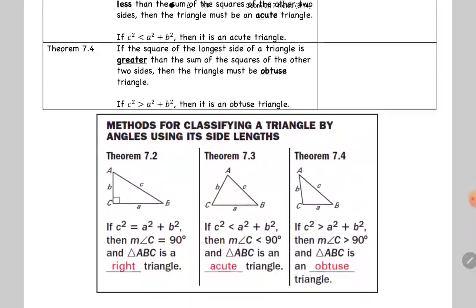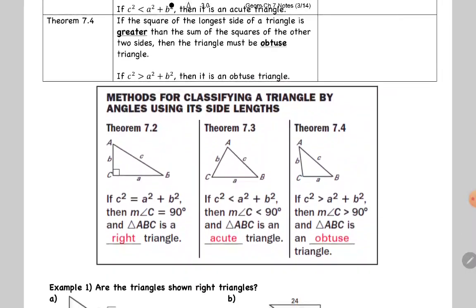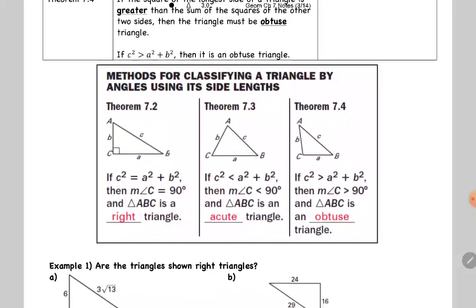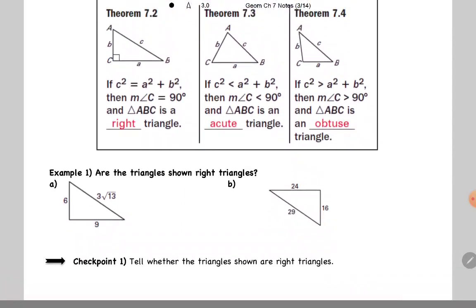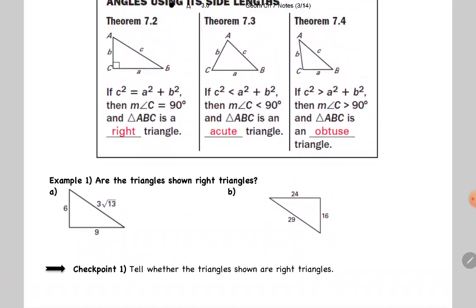So let's do that. Once again, methods for classifying triangles. If it's equal, it's a right triangle. If it's less than, it's acute. If it's greater than, it's obtuse. So let's try and figure this out. Are the triangles shown right triangles?